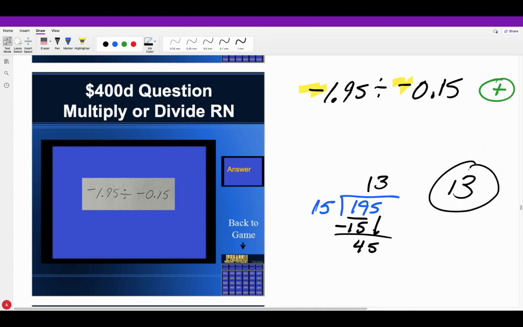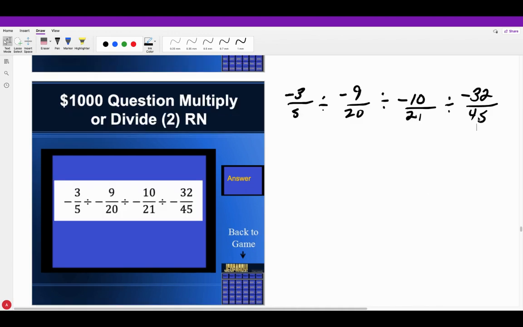When we're doing division, we don't need to worry about decimals like we do with multiplying where we're counting over, because wherever our decimal falls in our number, that's where it would fall in our answer as well. All right, that's it for this question.